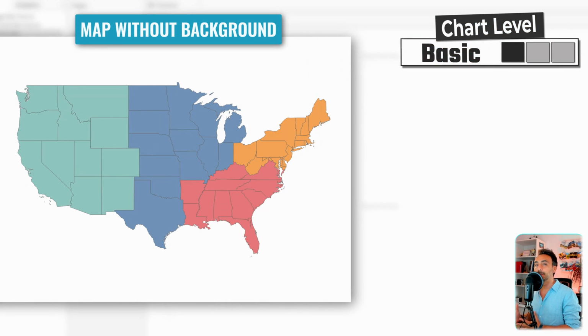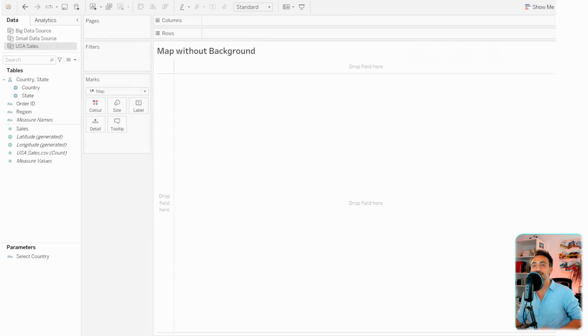Alright guys, maps in Tableau are very rich in the customizations. There are a lot of options on how to plot the maps in the view. So now I'm going to show you a few possibilities on how to plot the maps in Tableau. The first one is about how to have a map without any background noises. So now let's go and do that.